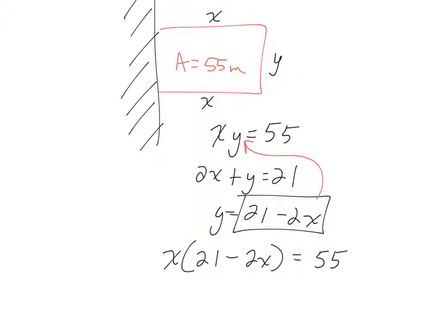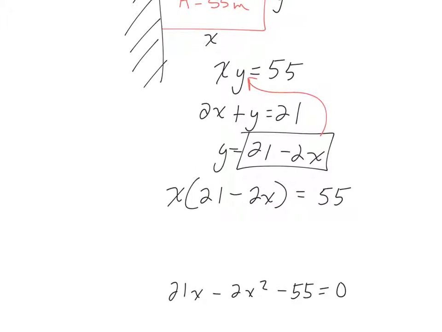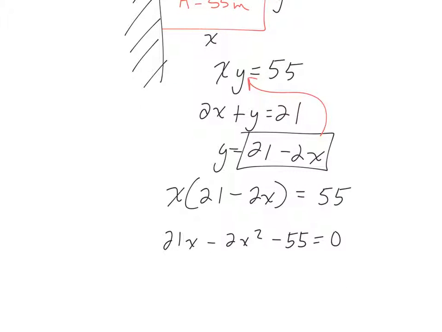Distribute and solve. So we're going to have 21x minus 2x squared minus 55 equals 0. I should put it in the correct order. Here's an example where we do have to use AC method, though. Now, before I go further, can somebody recommend I do something to make life a whole lot easier on myself?